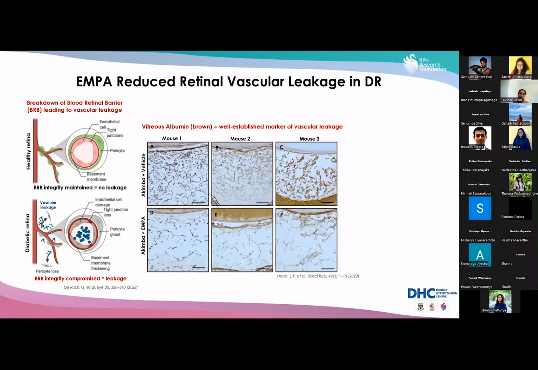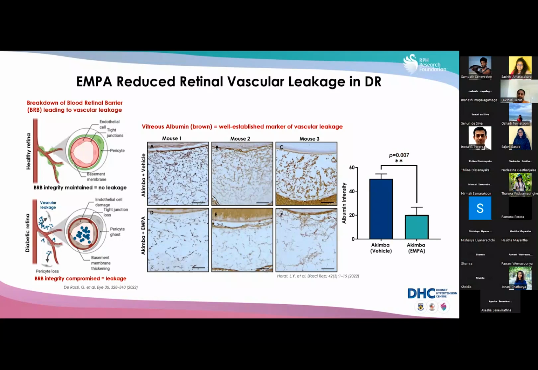One of the key ways of looking at vascular leakage in the retina is looking at the vitreous albumin levels, which is a protein, as indicated by the brown color here. This is a well-established marker of vascular leakage in humans and also in mice. So as indicated by this upper panel here, the vehicle-treated Epstein-Barr mice showed an increased presence of albumin in the vitreous when compared to the EMPA-treated animals, as indicated by the lower panel. We then did a quantitation of this, and there was a significant reduction in the vitreous albumin levels in the EMPA-treated Epstein-Barr mice with diabetic retinopathy.